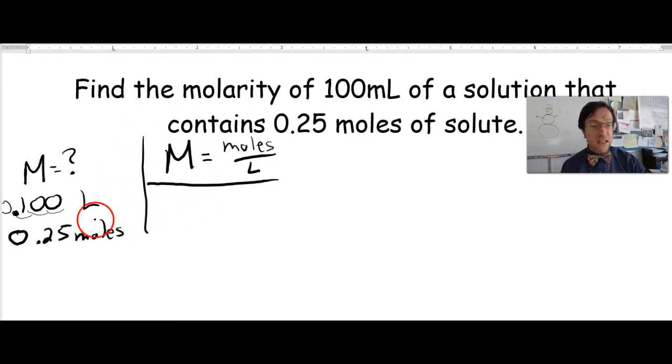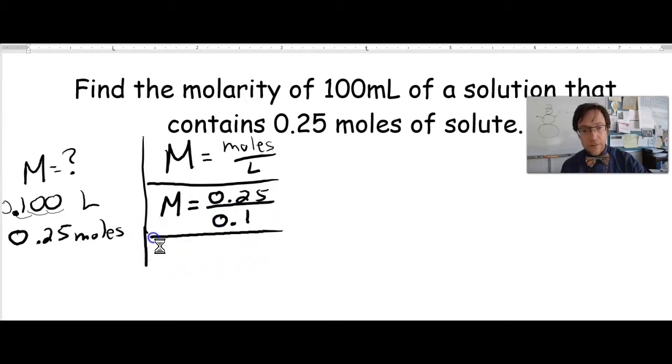Anyway, so let's just do the plug and chug thing now. So now we've got molarity, that's our missing variable. It's going to be 0.25 divided by 0.1. Molarity equals, nice, easy peasy lemon squeezy.